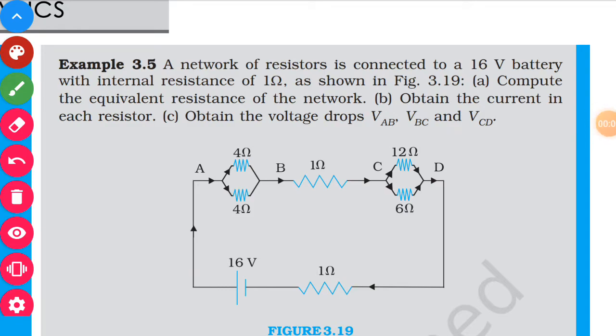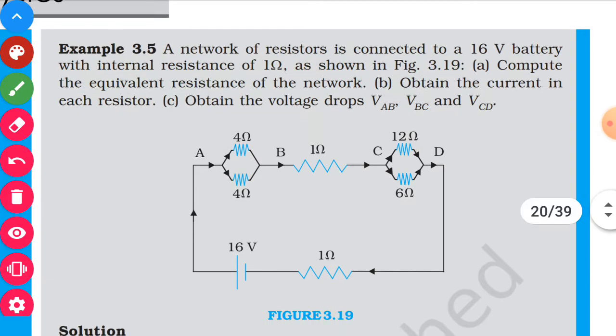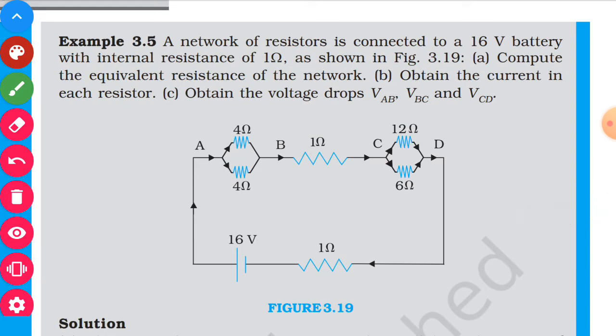Now example number 3.5. Here a network is given, and a 16 volt battery is connected, and its internal resistance is 1 ohm. Okay, try to understand slowly. This is the 16 volt battery, its internal resistance R is 1 ohm. Compute the equivalent resistance of the network.